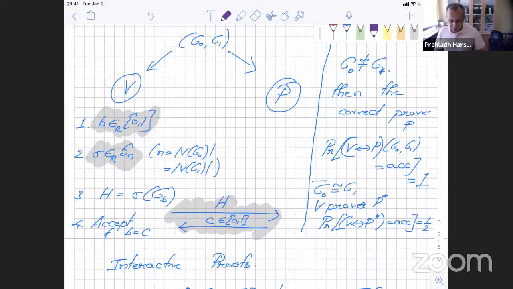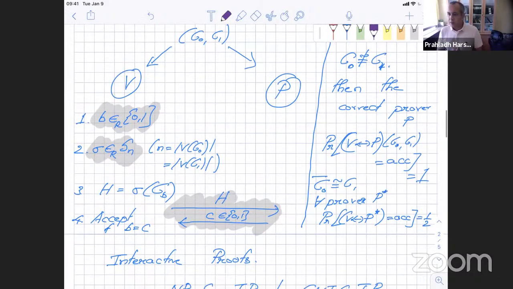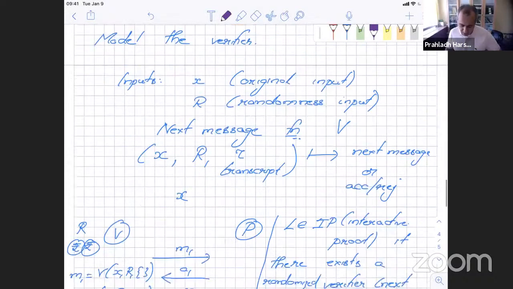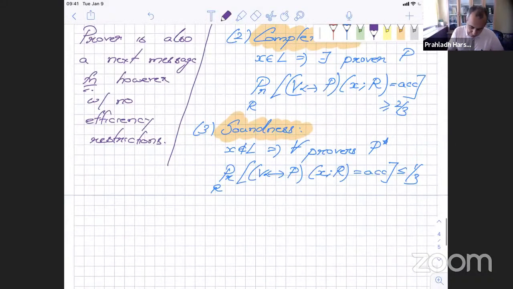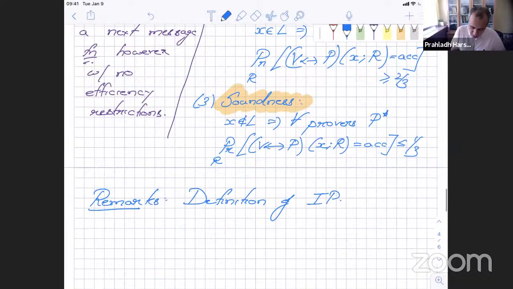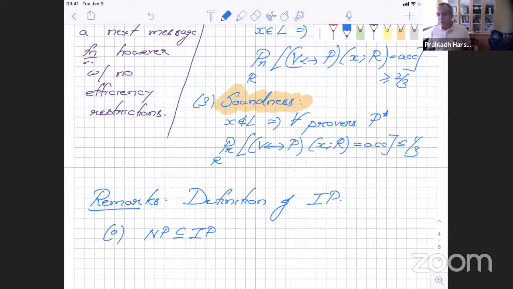Okay. So GNI fits in this model of IP. I'm going to make several remarks on the definition of IP. So certainly, NP is contained in IP. The verifier is not randomized at all. The verifier has no first message. The prover just sends the first message across and that's it.